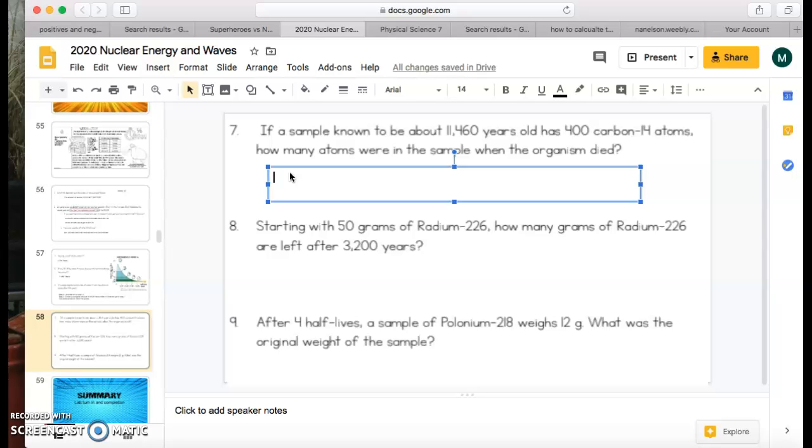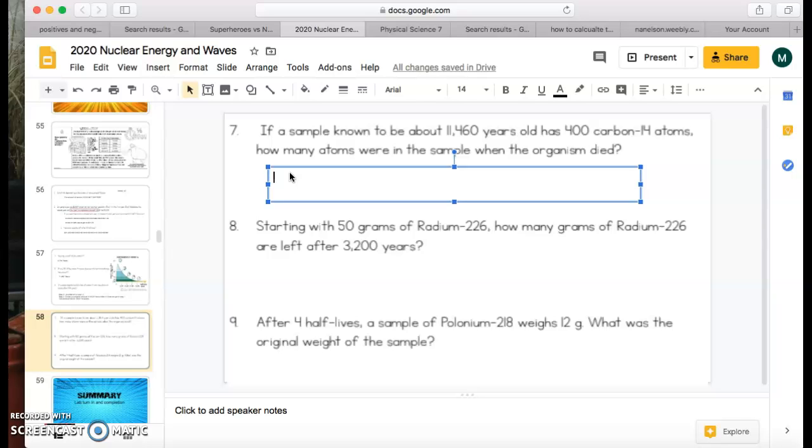Now, for 7, 8, and 9, you're given a table that gives you the different types of isotopes and how long their half-life is. It's kind of crazy that uranium-238 has a 4.5 billion year half-life. It means 4.5 billion years have to pass for that material to even go through 1 half-life. That's crazy, okay? So you can see some pretty interesting numbers there. Number 7 says, if a sample known to be about 11,460 years old has 400 carbon-14 atoms, how many atoms were in this sample when the organism died?